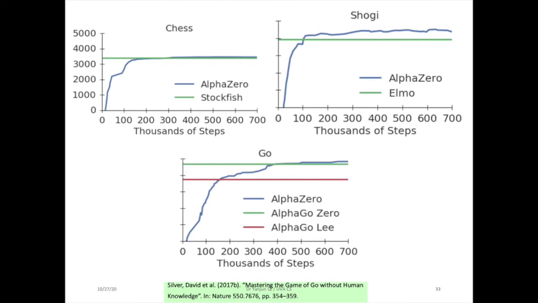AlphaZero just learned all those from the self-play, but AlphaZero converges really quickly and reaches the performance of AlphaGo, which is another super big breakthrough because you don't need this supervision from the previous masters. You can just self-play in this type of gaming setting to learn a better policy.